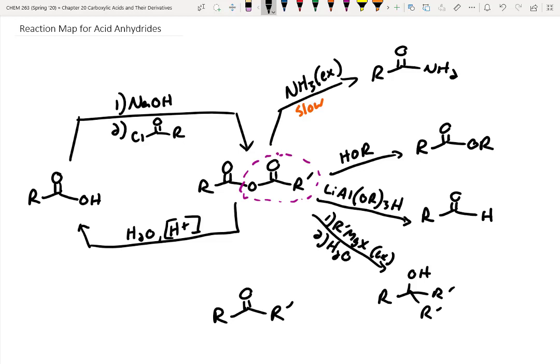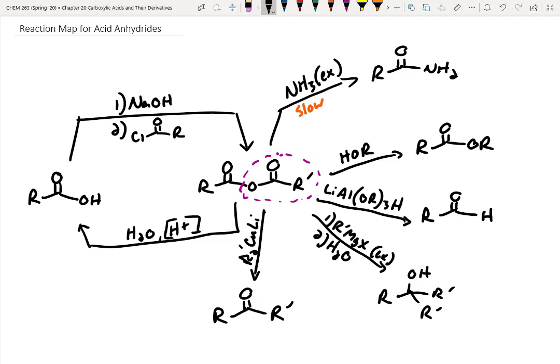If we want to stop at the ketone intermediate, like we saw with our acid chlorides, we need to use a bulkier reagent. In this case, the best reagent that we can use is that organocuprate, specifically the lithium dialkyl cuprate. So that would be R2CuLi, also known as the Gilman reagent, and that will install one alkyl group, but won't overreact and push you all the way to the tertiary alcohol.